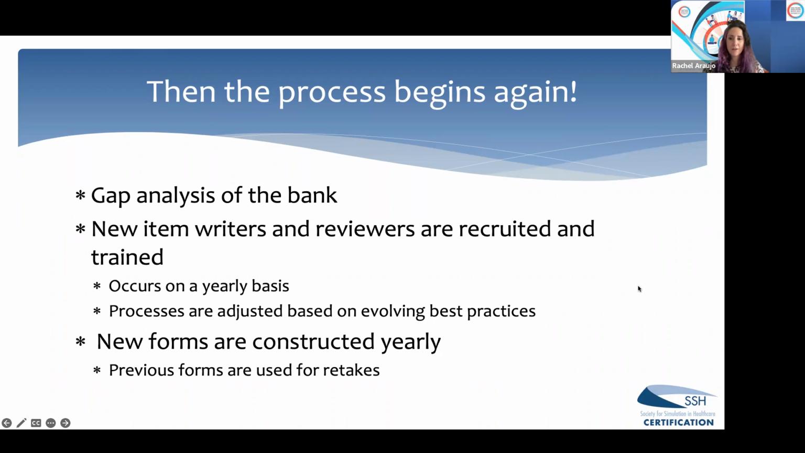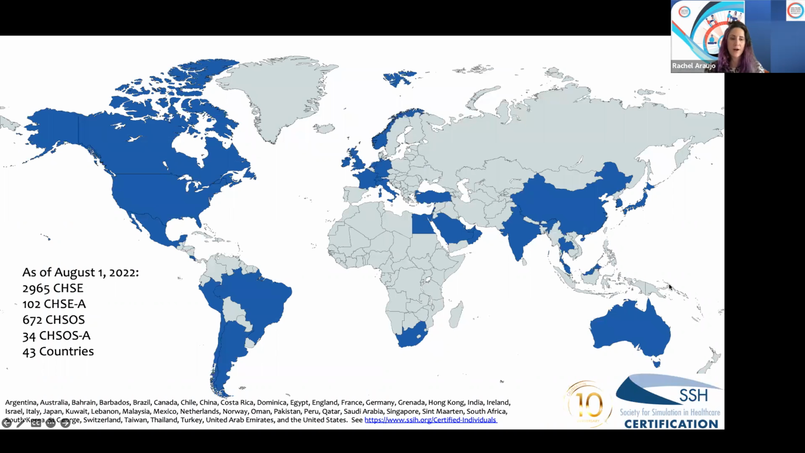And just to kind of close this off, I wanted to share with you what we have now, as of August 1st, for currently certified individuals. I believe as of August 1st, CHSE is at 3,000 certified individuals. So that is huge news for us, 3,000 certified CHSEs. We have 102 CHSEAs, 672 CHSOS folks, 34 CHSOSAs in 43 countries. So this is absolute big news for us.